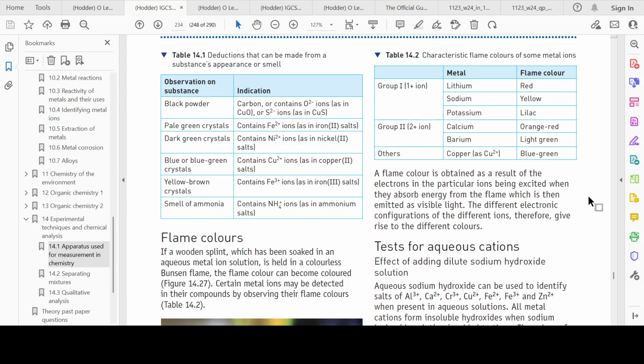And if it's like, the term used is pungent. If you want to get a sense of that, you can smell bleach if you have bleach at home. So that's the smell of ammonia. And if it smells that way, then it probably has ammonium ions, so it's an ammonium salt.